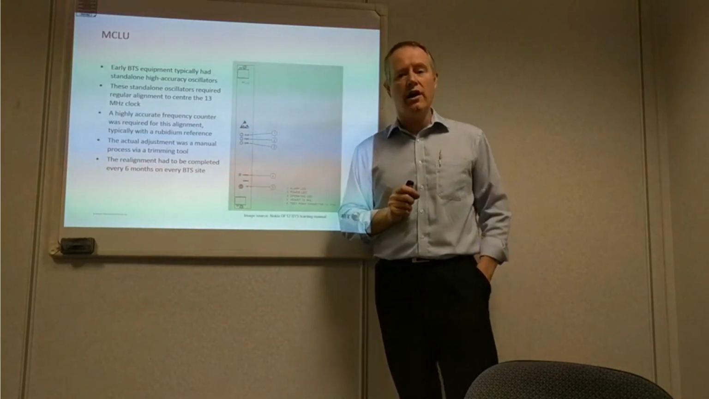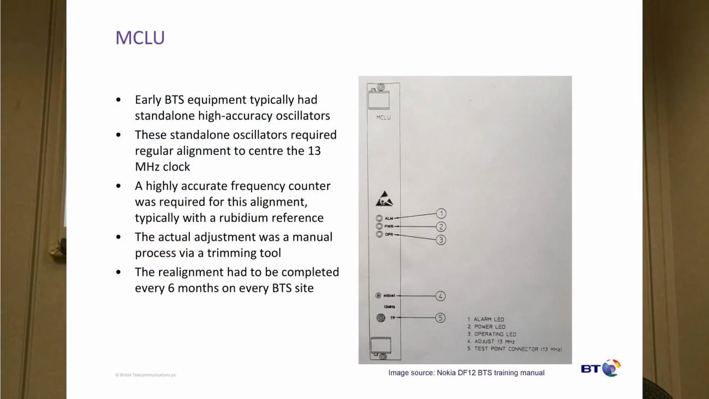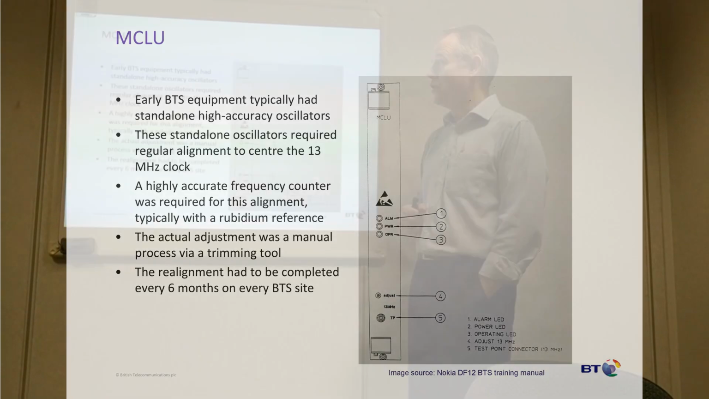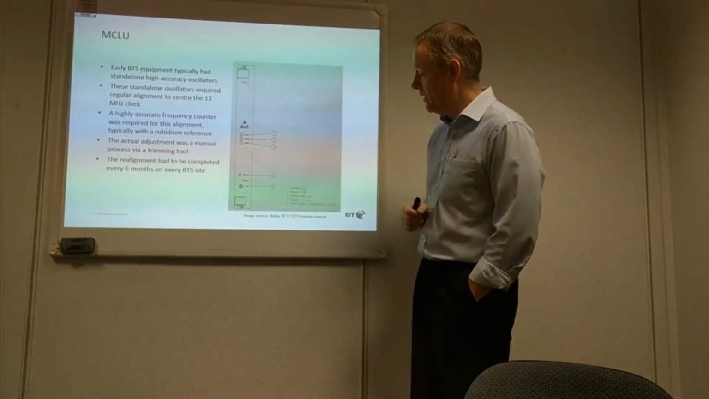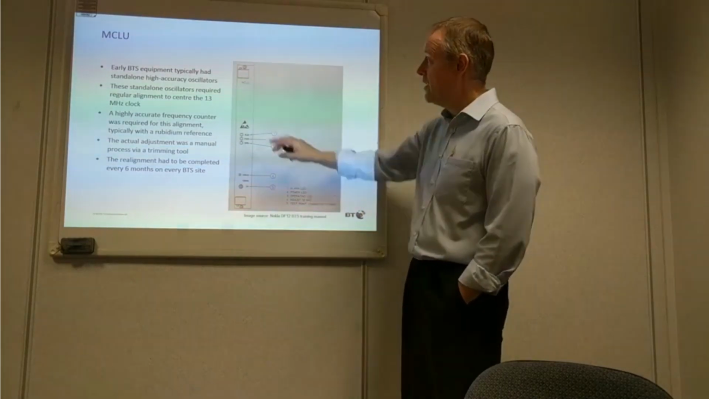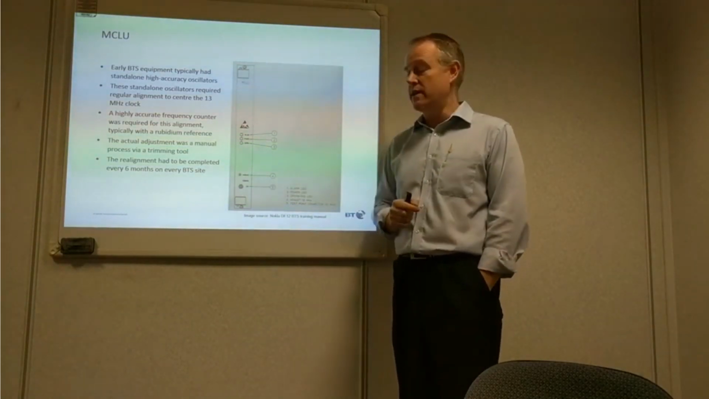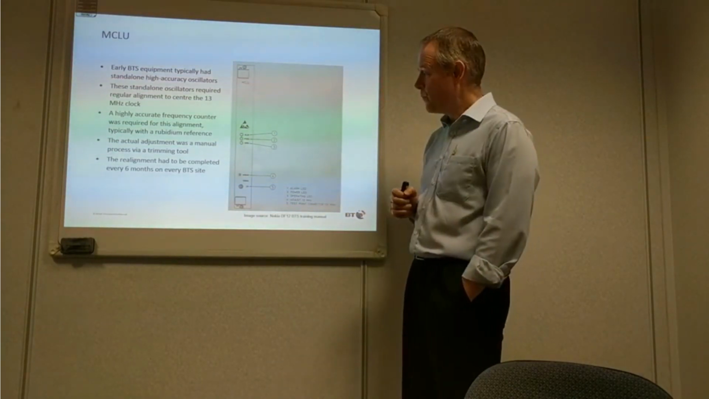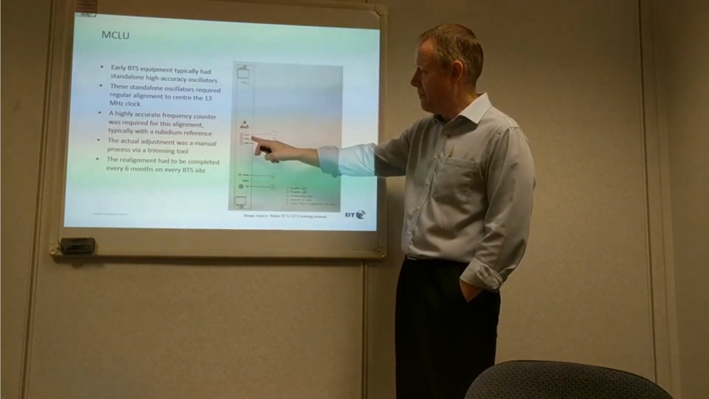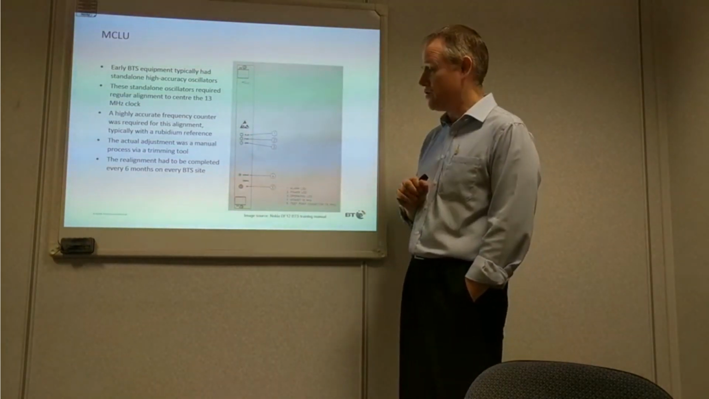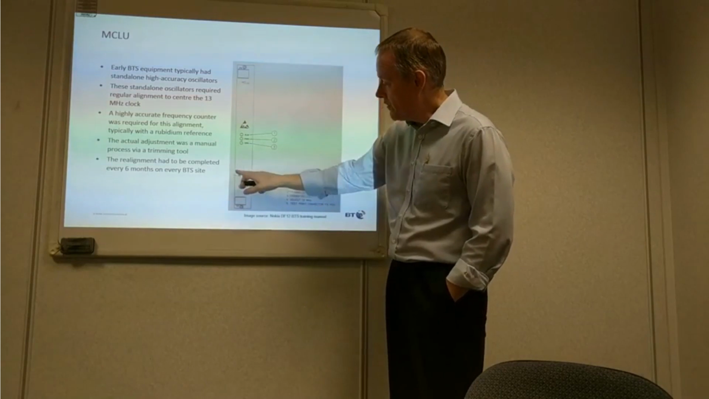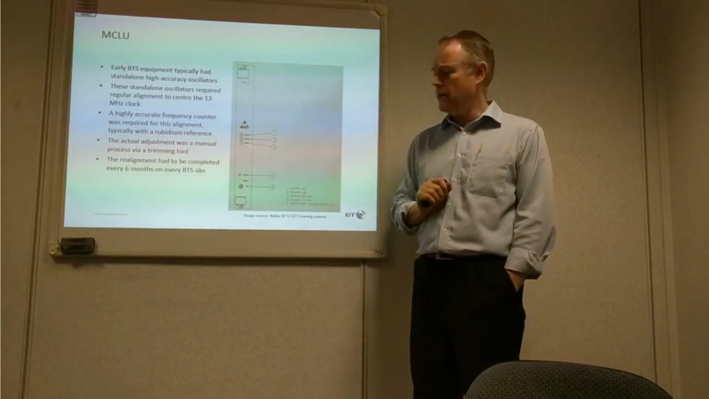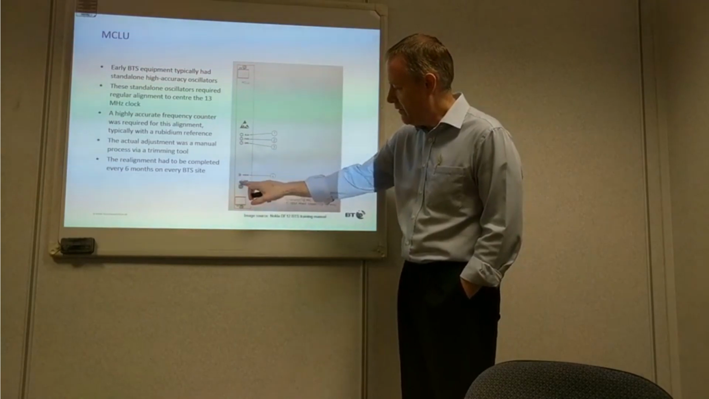Now the original clock cards contained very, very high accuracy oscillators, because effectively they were standalone. There was no source of reference or discipline for the oscillator that was installed in the base station. So this is an example taken from some early Nokia training notes of the MCLU, the master clock unit, operating without any kind of line reference. You've got 3 LEDs, the alarm, power and operation LED on the front, as we saw on the other cards. We've got a potentiometer here that says adjust, and a test point here for the 13 megahertz clock.